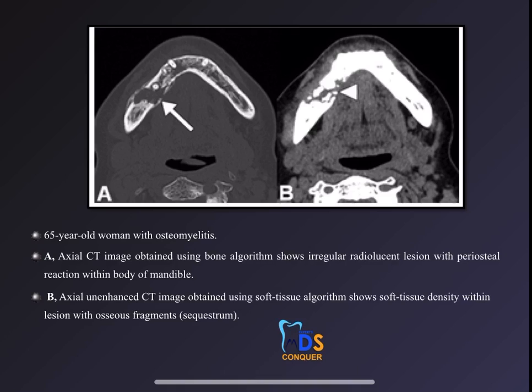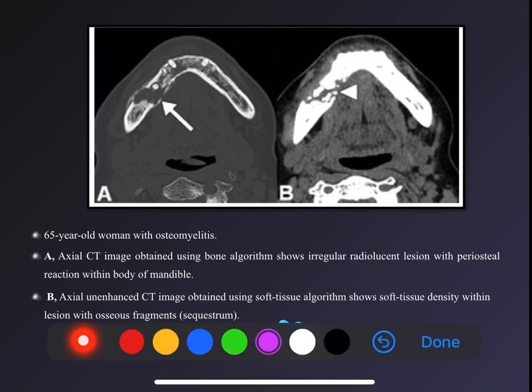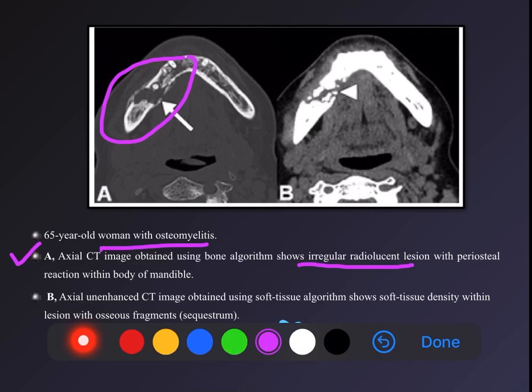Here, if you see this, there is an irregular radiolucent lesion with a periosteal reaction within the body of the mandible. So that shows an osteomyelitis. Here, there is a little periosteal reaction with an irregular radiolucent lesion. Okay, so that gives an osteomyelitis, and here and there you can see osseous fragments, which show a sequestrum. Sequestrum, as we know, is seen in osteomyelitis.